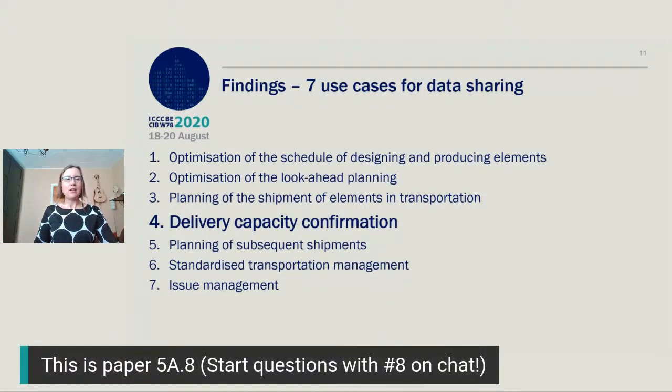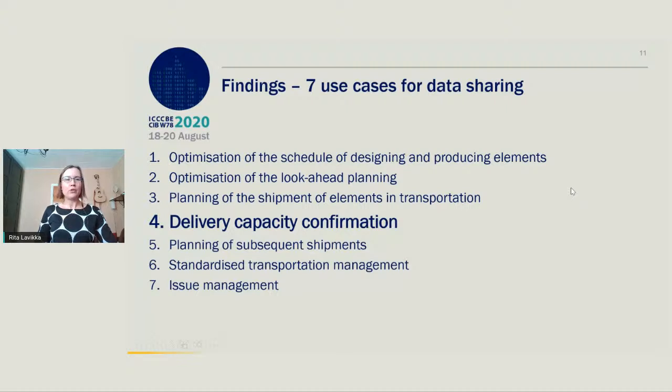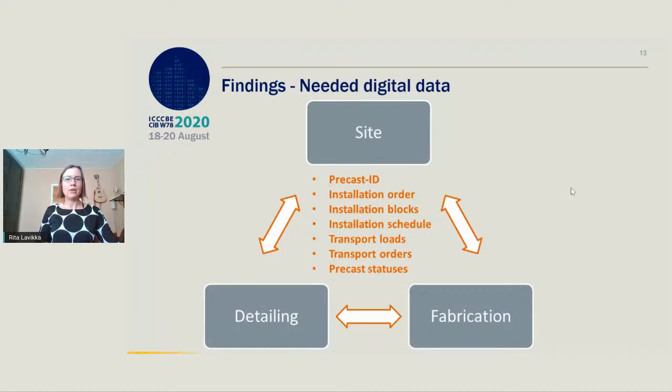Use case number 4, delivery capacity confirmation, provides an example. Here, the contractor needs to receive element status data from the fabricator to confirm delivery capacity on time to keep the project schedule. On the other hand, the fabricator needs look-ahead planning data from the contractor to forecast when transportation capacity is needed. Currently, the contractors do not usually share the detailed installation plan with the fabricator in a digital format.